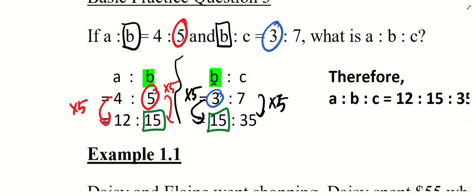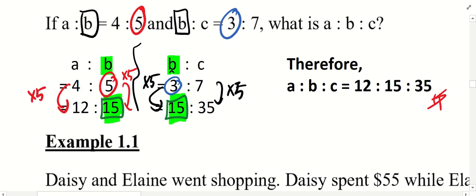So now, as a result, you have a common number for B in both the ratios. Once I've achieved that, I can immediately go and combine the three quantities into one single ratio. A is to B is to C. And we are done for this.